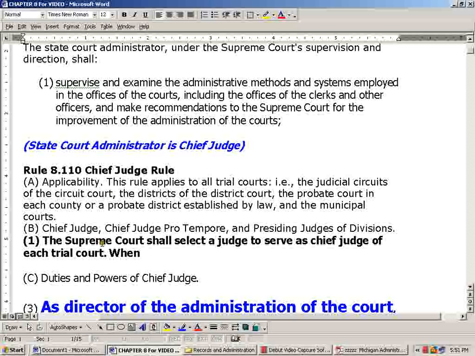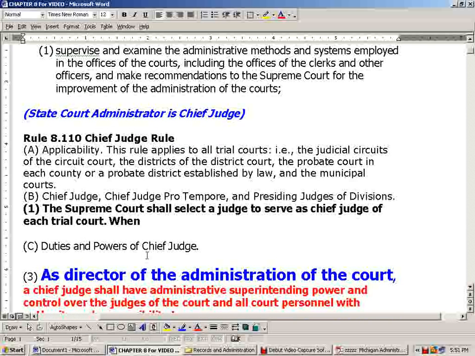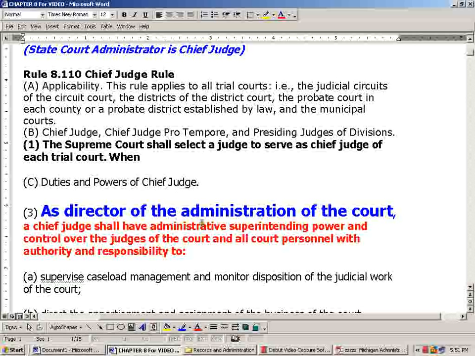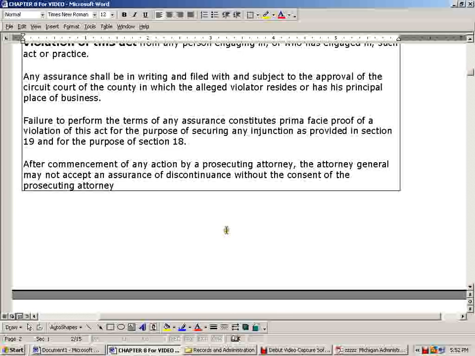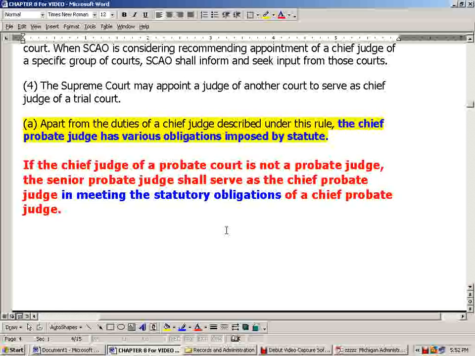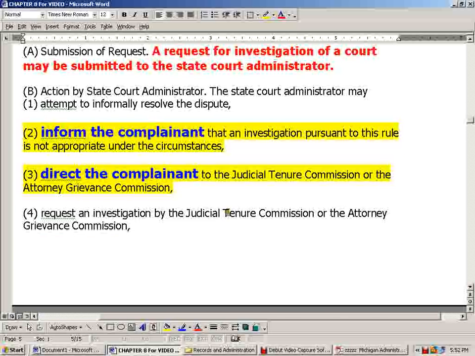The Supreme Court shall select a judge to serve as chief judge of each trial court. Right? Each trial court. So the circuit court's a trial court, the district court's a trial court, the probate court's a trial court. Those are all trial courts. The Supreme Court's going to select a judge to sit as the chief judge. And that chief judge then is the director of administration of the court. He is the court administrator. Now, he may have a court administrator working for him to cover the administrative parts that he can't handle by himself because he's got to run the court also. But ultimately, he's responsible for the administration of the court. He is the court administrator. Okay, so we're taking a complaint to him.